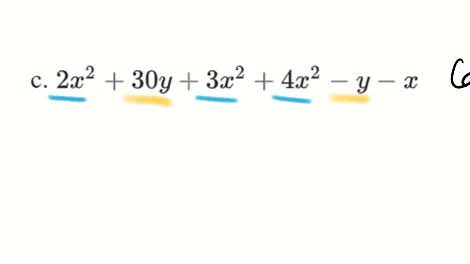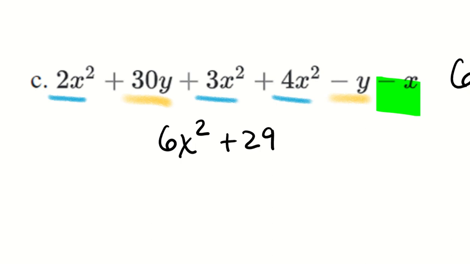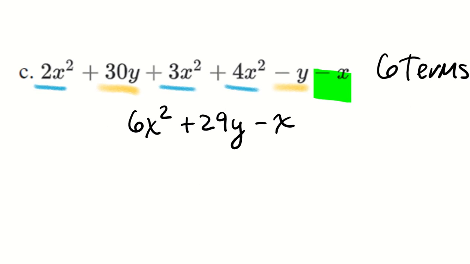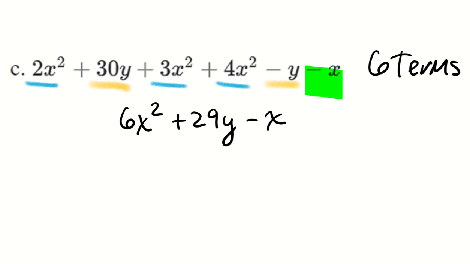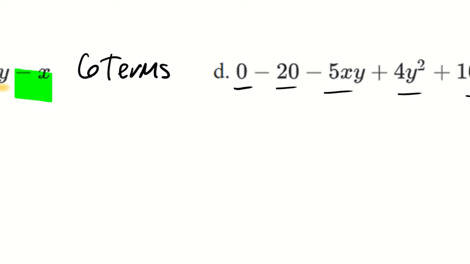I've run out of colors. No, that's a terrible color, I can't see that, which is just this one. So what are we looking at? We're looking at 2x squared plus 4 more x squareds, which would be 6 of them. So I've got a 6x squared. 30y minus y looks like plus 29y. And then the last part here is just going to be a minus x. That should be part C. By the way, you can see I went from 6 terms down to just 3 terms because I was able to collect up the like terms.